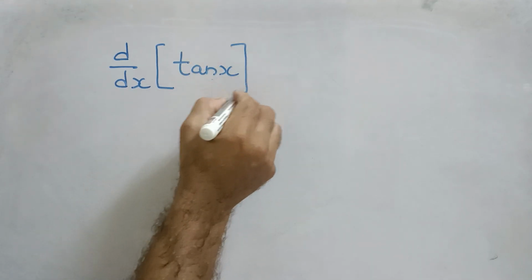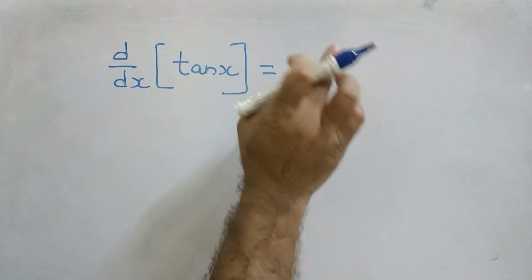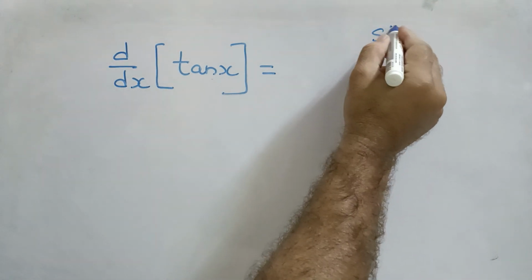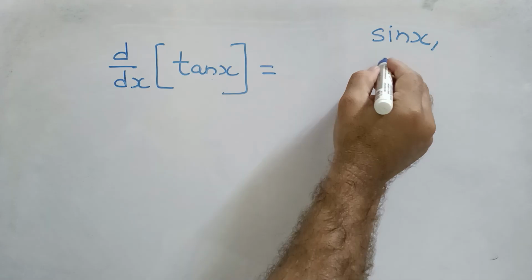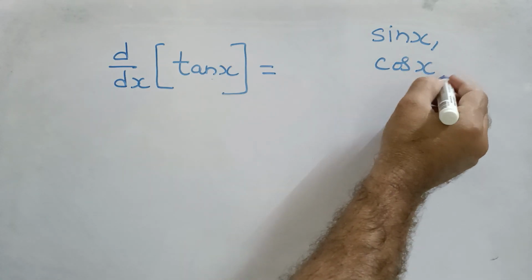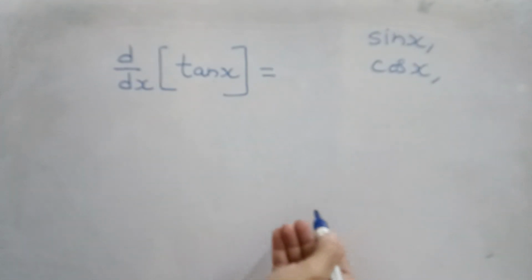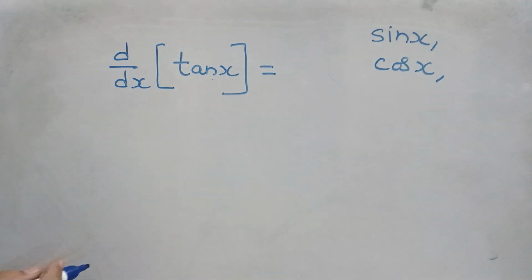Tan x. So if you know the sin x and cos x, just now I explained to you about the sin x, and then the second one is the cos x. Trigonometry is also another important chapter. Soon I am going to explain that also. Don't worry about it.